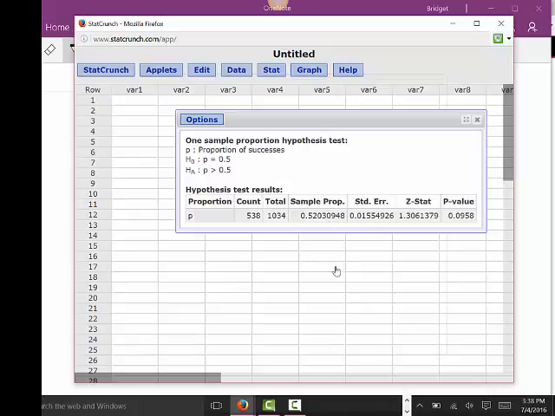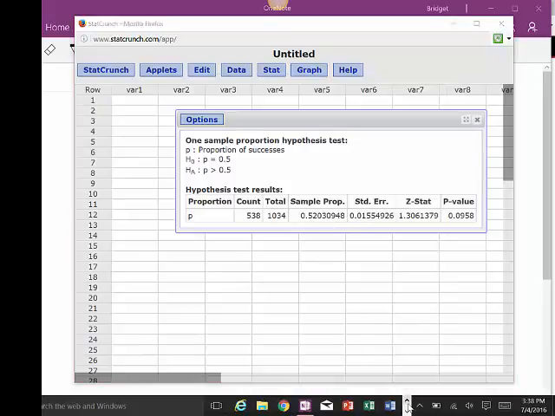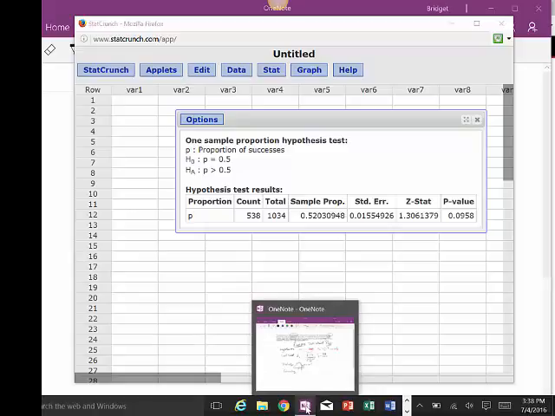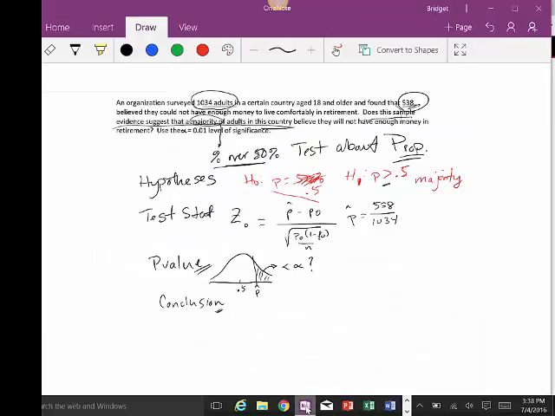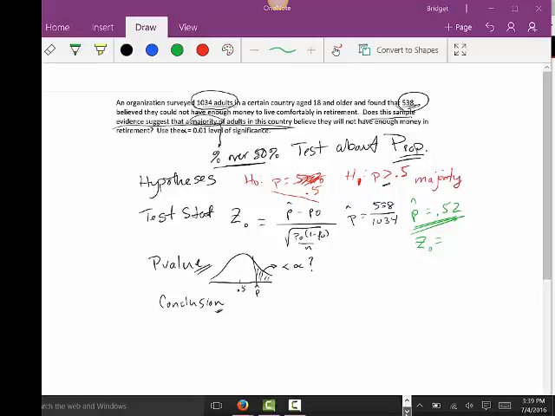So our sample proportion is 0.52, and that's our p-hat. So our p-hat here is 0.52, so you can see that our sample proportion is a little bit bigger than 50%. And then, how many standard deviations away from the mean is that? Well, that's our z-stat. So I'm going to go back to StatCrunch and get my z-stat again.